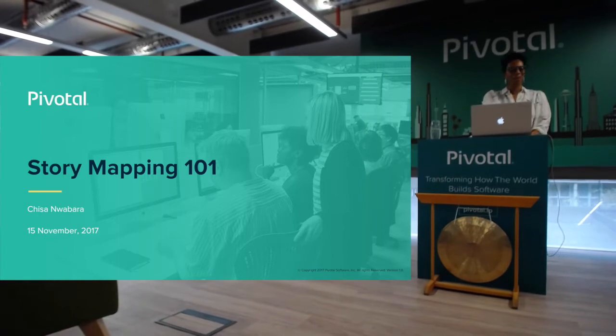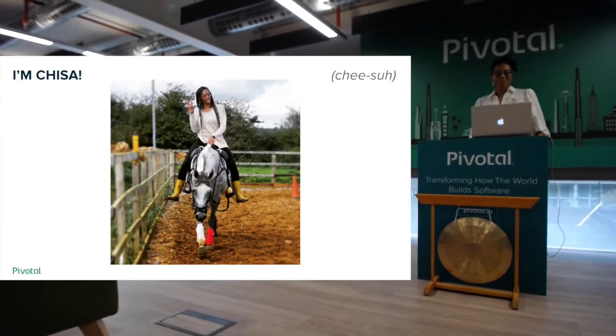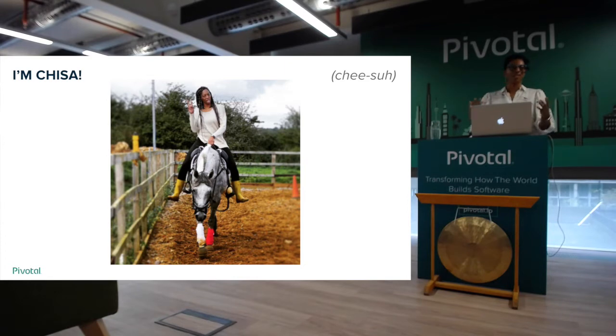All right, so we are going to talk about story mapping, but first I do want to tell you a little bit about myself so that you know I'm a human being and not a talking machine. So this is me, Chisa. And yes, I love riding horses, so that's something I do here in London.